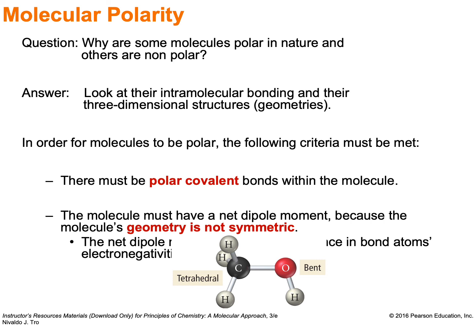In order for this to occur, you must have polar covalent bonds within the molecule, or the molecule must have a net dipole that is not symmetrical. You can have polar bonds in the molecule, and if you have multiple polar bonds, they may cancel each other out so that the net dipole is nonpolar. Let's show some examples.